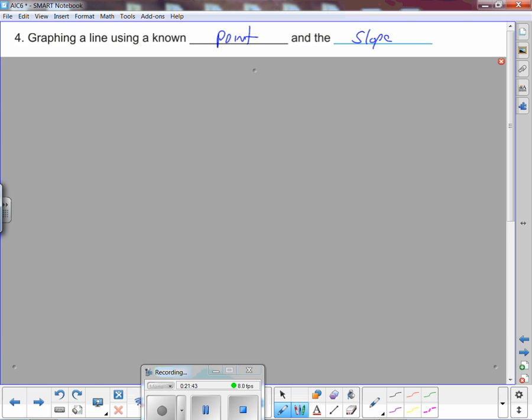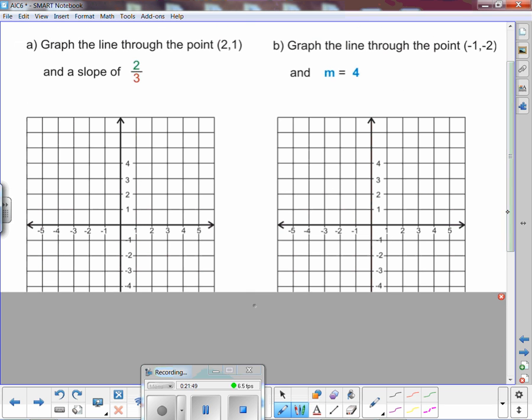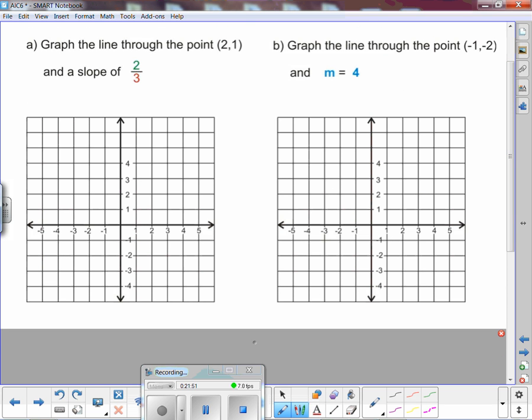Graphing a line using a known point and the slope. All right, so look at A here on the left. Here's the known point, right? 2, 1. We all know how to graph that, don't we? Go ahead and plot the point 2, 1 on your graph. I hope you went right there. Is that where you went? 2 to the right and 1 up, 2, 1.